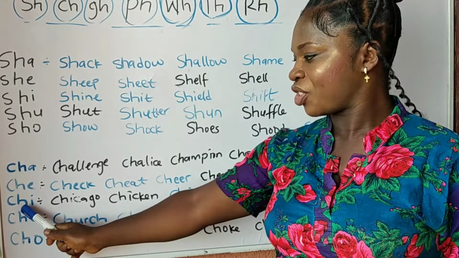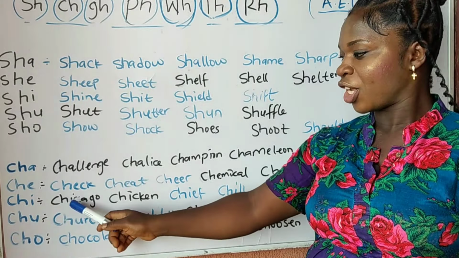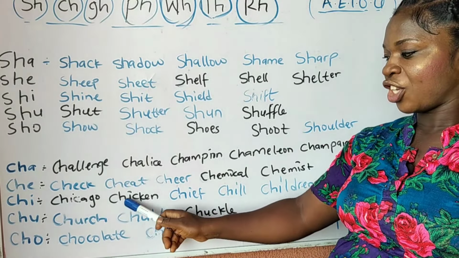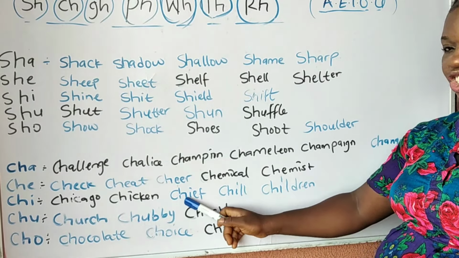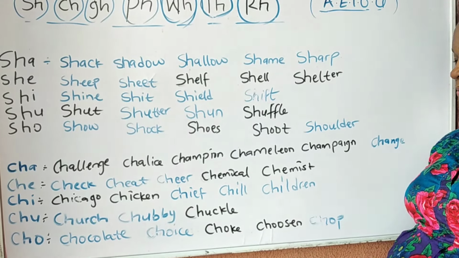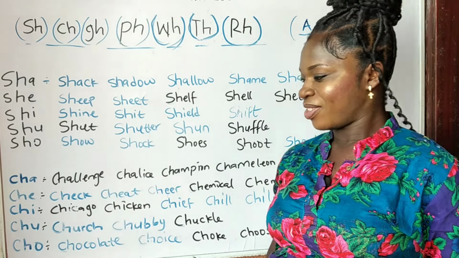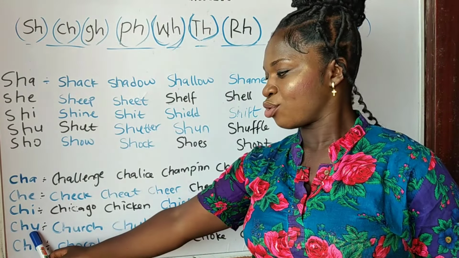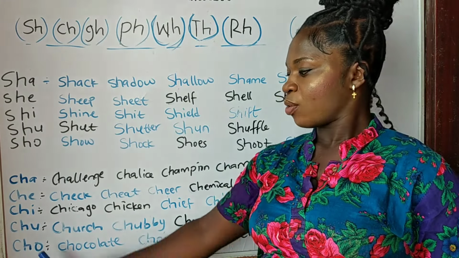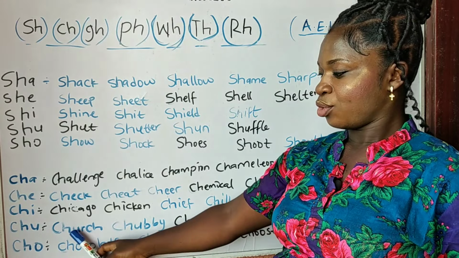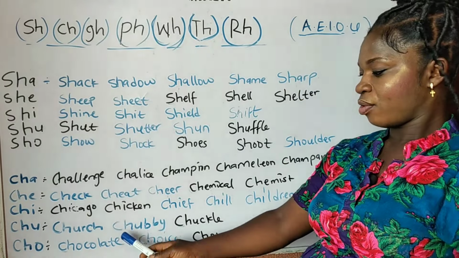And now we have chi. So we have Chicago. We have chicken. We have chef. We have children. Chill. So now let's move to the next one. We have chu, and this is the cho. So we have church. Some call it church. Okay. We have chubby.